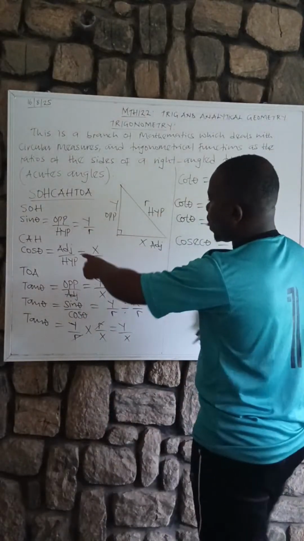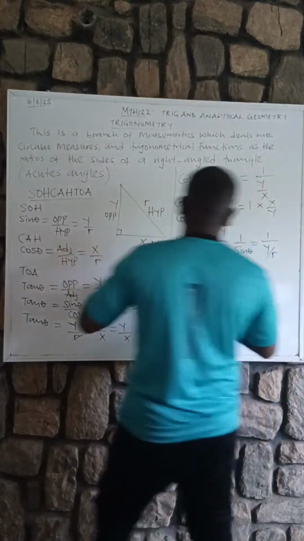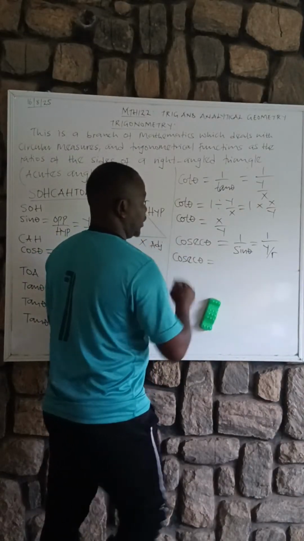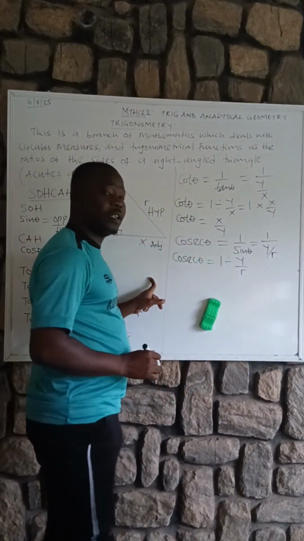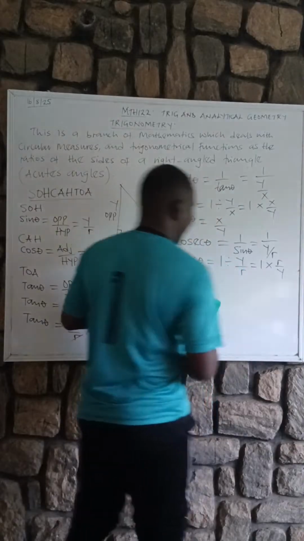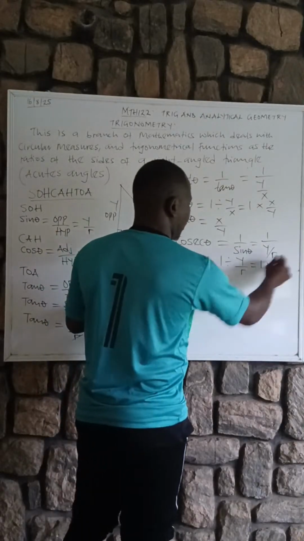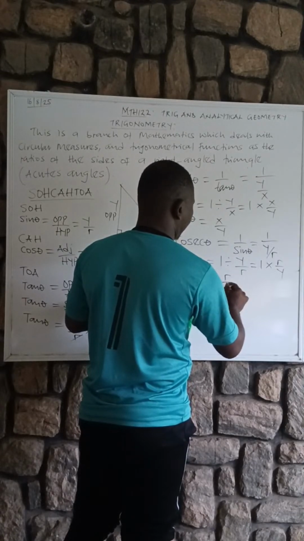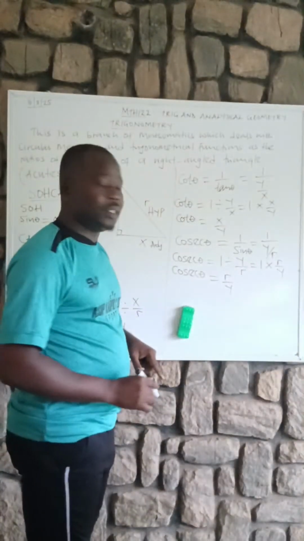So sin theta is y all over r. So it means our cosec theta will now be equal to 1 divided by y all over r. Then this is equal to 1 times r all over y. It means our cosec theta is equal to r all over y. You agree with me, right?